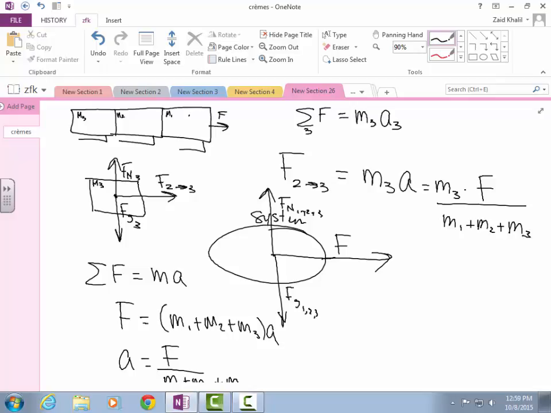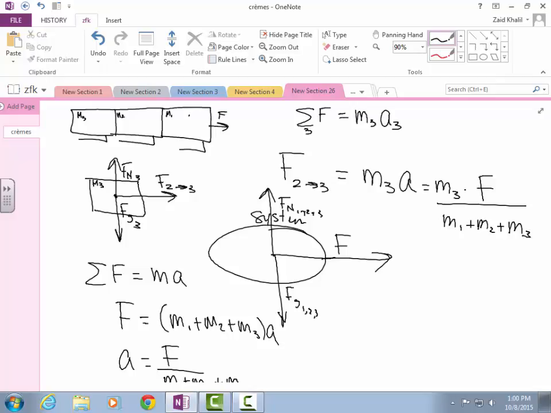Notice, on the diagram, where is F of 2 on 1 directed? That way. Where's F of 1 on 2 directed? That way. So that's why I'm always a little bit hesitant when I introduce Newton's third law to say F of 1 on 2 equals negative F of 2 on 1. Because on a practical level, how do we take into account that minus in the FBD?